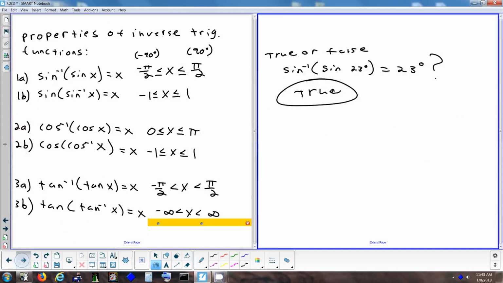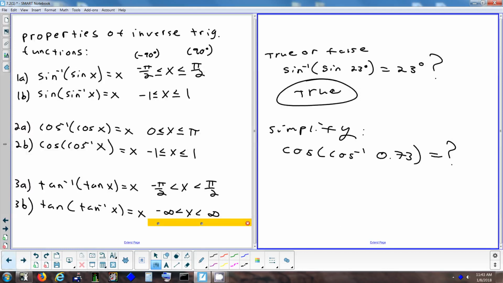Okay, let's see, do I have another one? Yeah, let me give you, I'll make up another question like that. Simplify. Let's say cosine of inverse cosine of 0.73. Now you can't write true or false there. It doesn't say equals anything. I'm asking you what it equals.